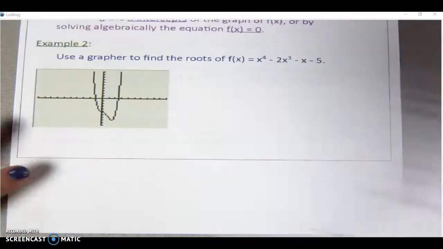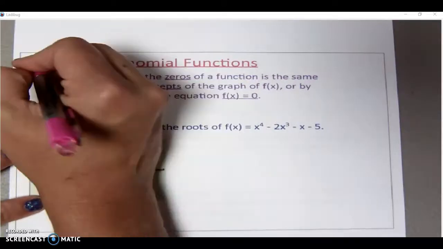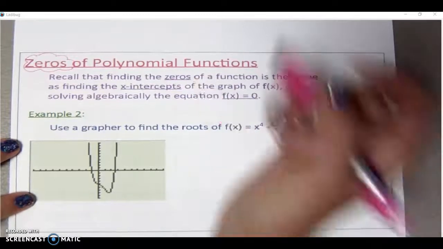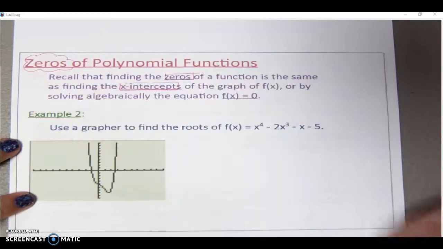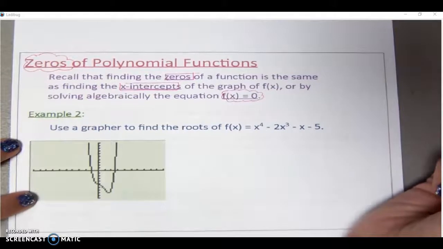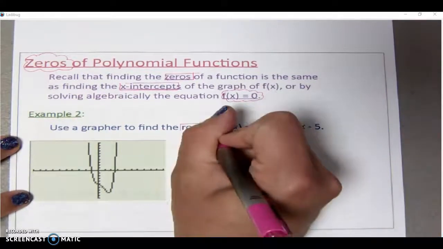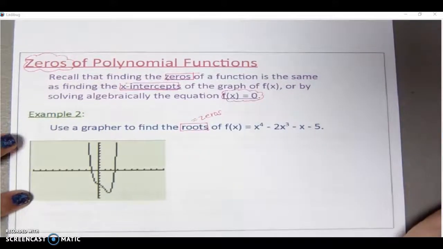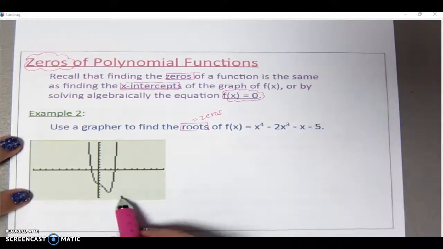Okay, so for the next one, we're going to focus on the zeros. Looking at zeros of a polynomial function. Recall that finding zeros is the same thing as finding the x-intercepts. Algebraically, that's when you set your f of x equal to 0. This says use a grapher, a graphing calculator, to find the roots. Roots is another word for zeros, or x-intercepts, or setting it equal to 0, of this graph f of x, which is graphed here.